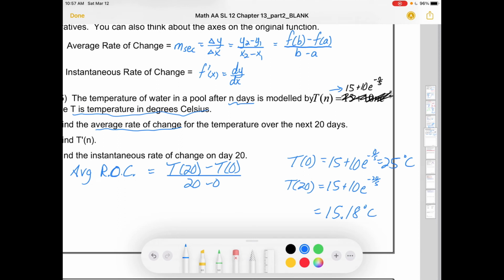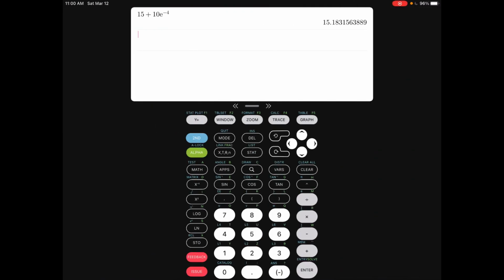I expect the average rate of change to be negative because it went down, and to be about half a degree a day. Let's put it in here. So we have T of 20 is 15.18. T of 0 is 25, all over 20 minus 0, which is just 20, and back to the GDC. Once again, I'm going to use the fraction button. And this time I'm going to use that answer that's already there.